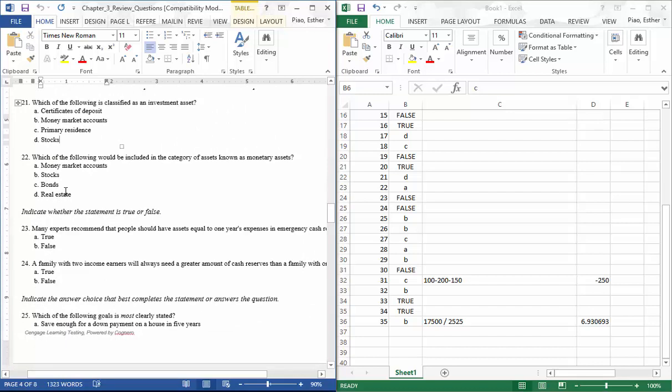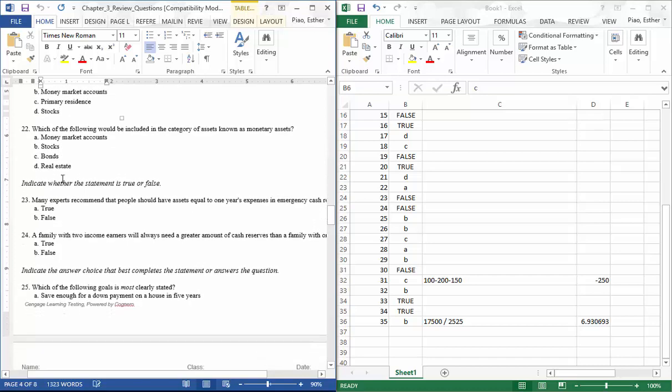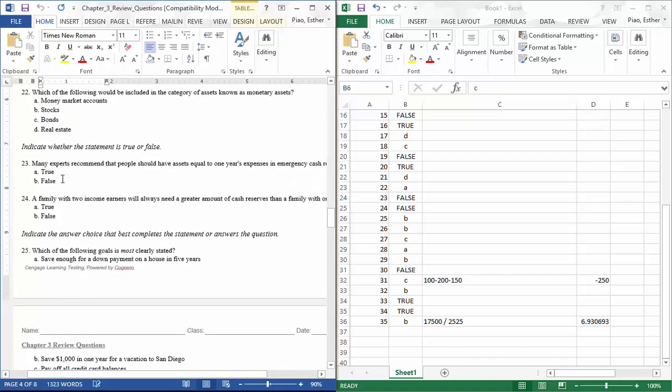Number 22 is A, of course. We just mentioned it's A. So all the rest of them we will consider as investment assets rather than monetary assets.